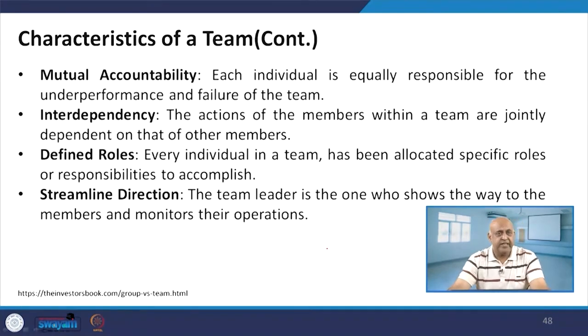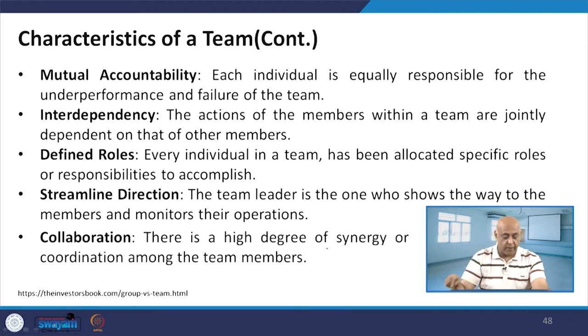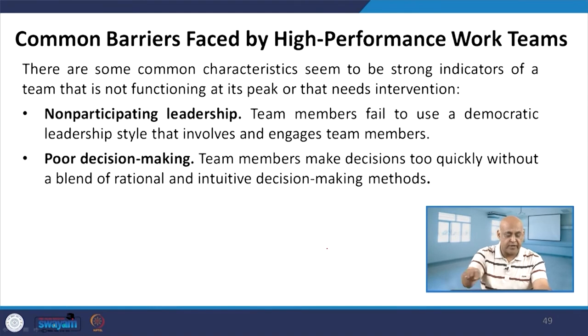Mutual accountability is there, so nobody can escape from responsibility. Everyone is equally responsible for the underperformance and failure of the team. Interdependency is the condition for the team. Defined roles are there, specific roles have been allocated, and streamlined direction is there, which is the leader's role, who shows the way to the members and the motions of their operations. That is synergy and collaboration, which I have already explained.